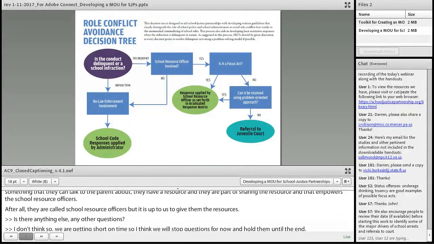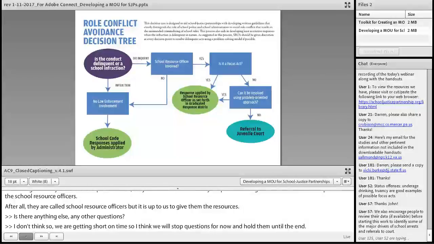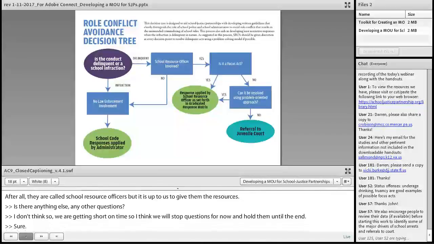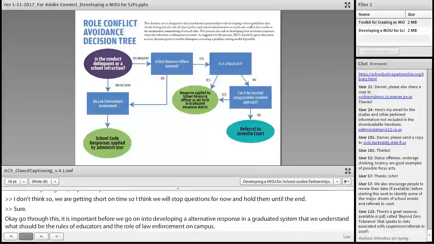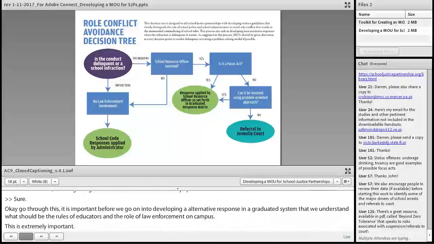Let me just quickly go through this. It's very important, before we go on into developing an alternative response and a graduated system, that we understand what should be the roles of educators and the role of the law enforcement on campus. This is extremely important. You take Columbia, South Carolina, unfortunately, Deputy Fields. If they had this type of decision tree or algorithm in place, set in their policy, Deputy Fields would still be working today, okay? He never should have been in that classroom.